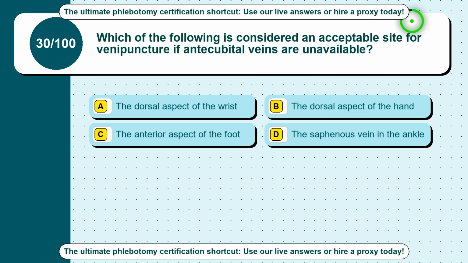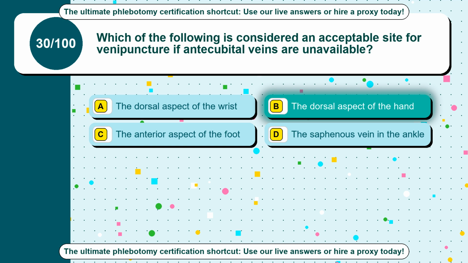Question 30. Which of the following is considered an acceptable site for venipuncture if antecubital veins are unavailable? Option A. The dorsal aspect of the wrist. Option B. The dorsal aspect of the hand. Option C. The anterior aspect of the foot. Option D. The saphenous vein in the ankle.